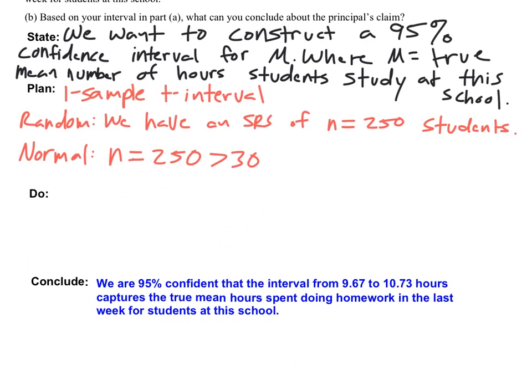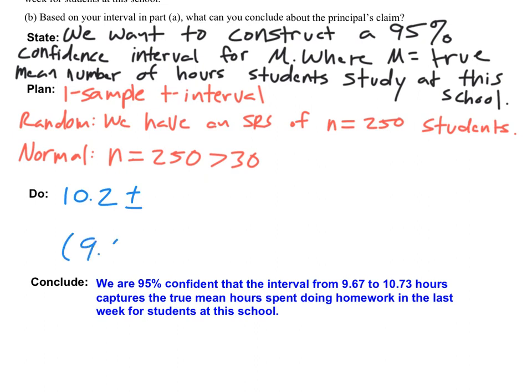All right, now under the do step, same deal. Then we'll have the interval. But something that's kind of interesting here. Okay, I'm going to go with the calculator. Okay, that's the interval I would get from the calculator of 9.67 to 10.73. If I went off the calculator, it would use 249 degrees of freedom.